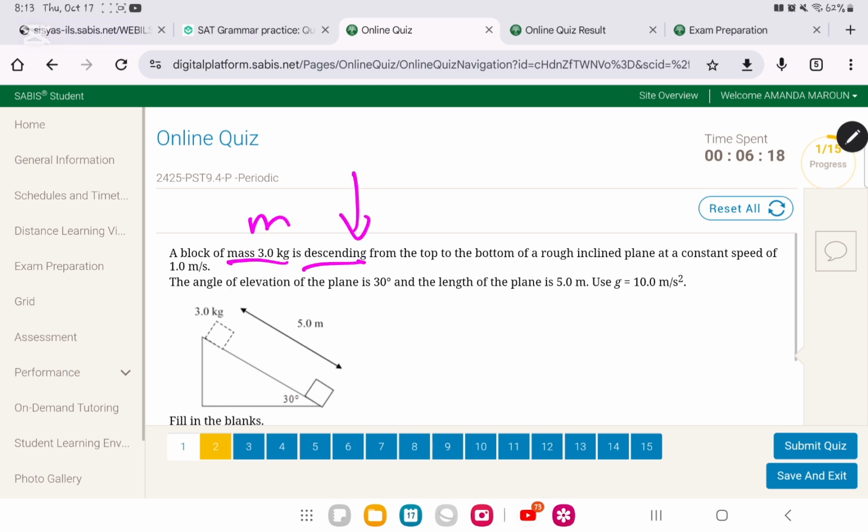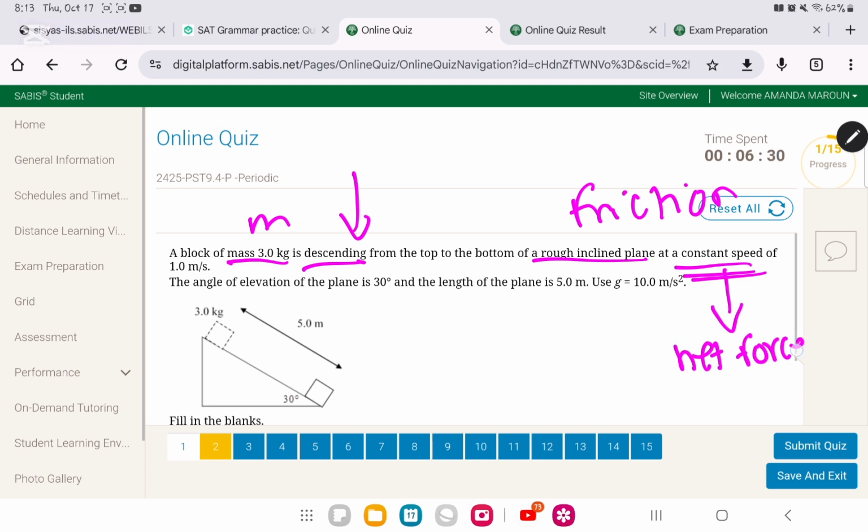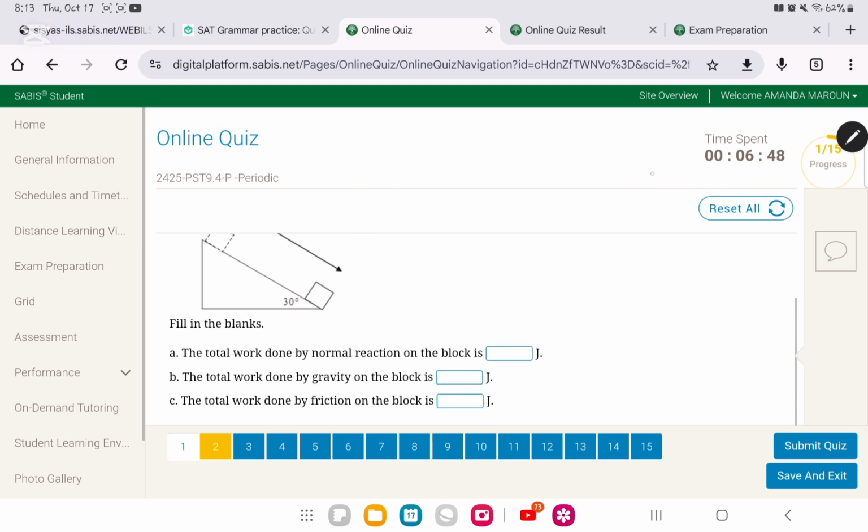Descending means it's going down from the top to the bottom of a rough inclined plane, meaning there is friction, at a constant speed. Constant speed means that the net force is equal to 0. The angle of elevation of the plane is 30 degrees. If this is 30, then this is 90 and this is 60. And the length of the plane is 5 meters. Use g as 10 meters per second squared.